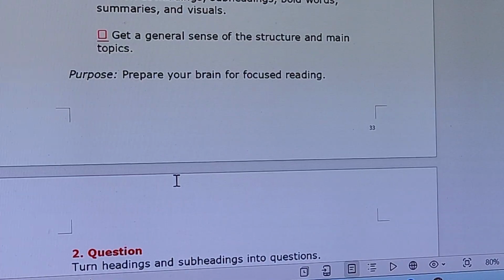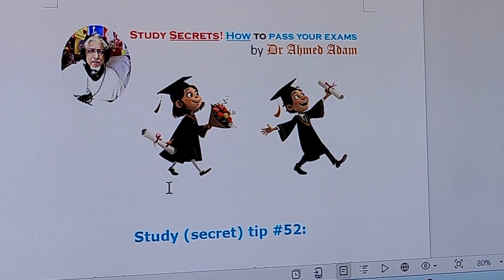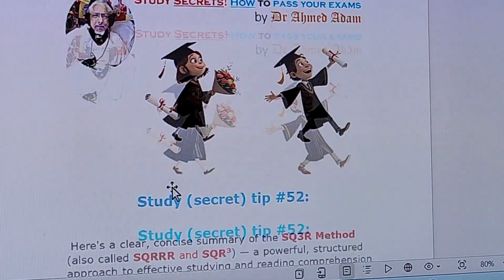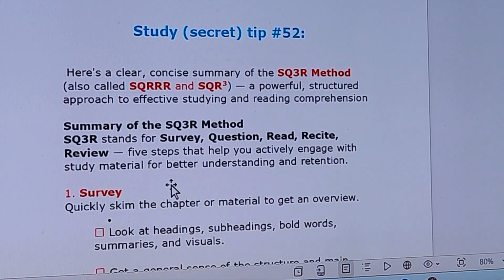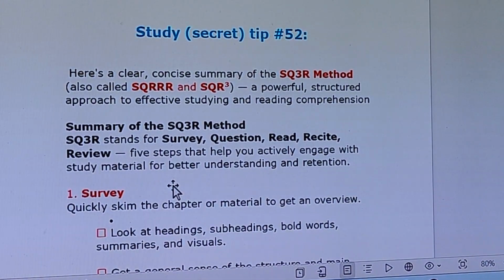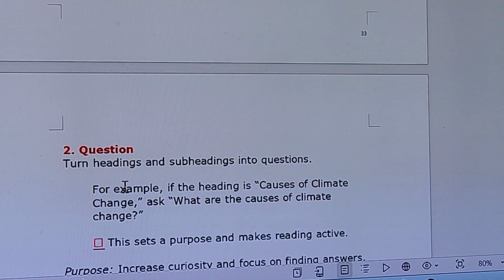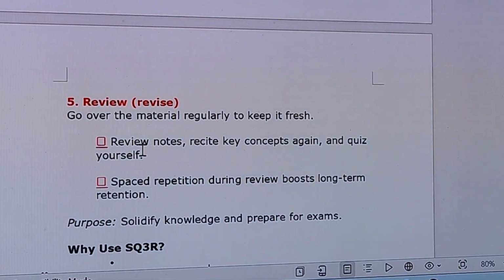I don't know how much more I can emphasize that this is a great, fabulous secret which I only found out much later. So this is study secret tip number 52, known as the SQ3R. Please share it with other people and remember this for the rest of your life. Survey, question, read, recite, and review or revise.